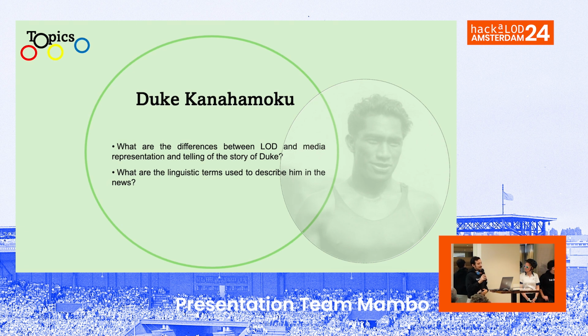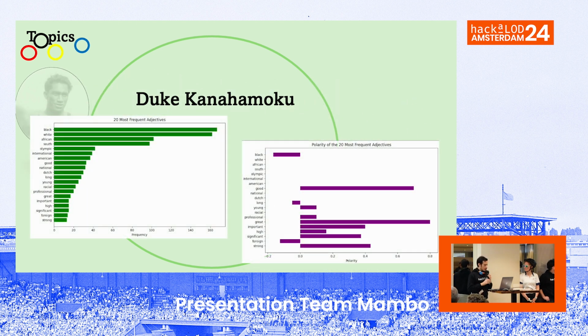The 5th theme is the story of Duke Kahanamoku. He was a swimmer from Hawaii, so he was actually part of the US, but because of his ethnicity, he was often represented in media in a more derogatory way. We analyzed Dutch articles about him to see how he was portrayed, and also looked into Wikipedia and other sources of news, and made it all linked open data. Again, these are, for example, the 20 most frequent adjectives when talking about this person, and we also have the polarity of the articles and the phrases.